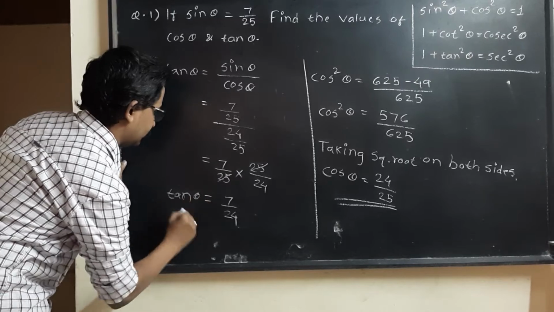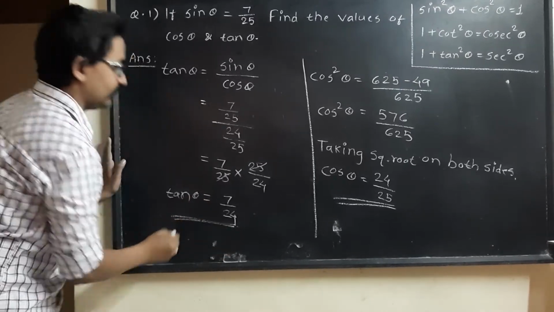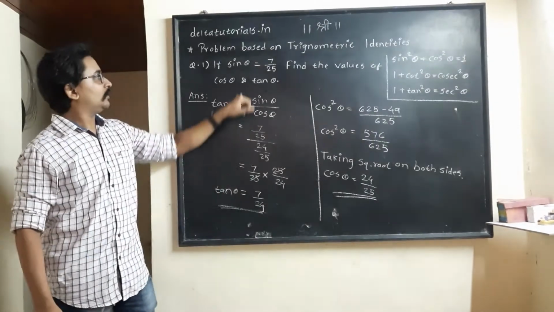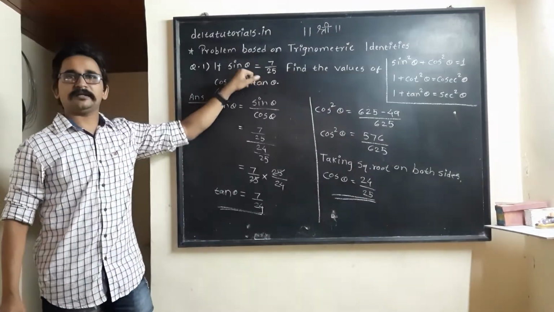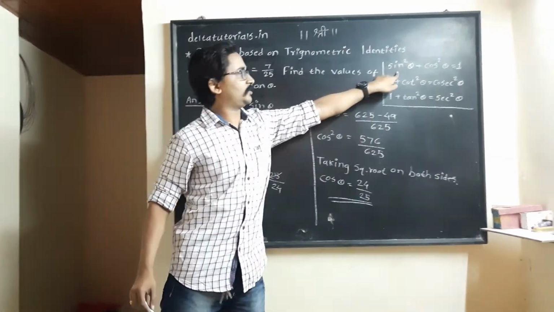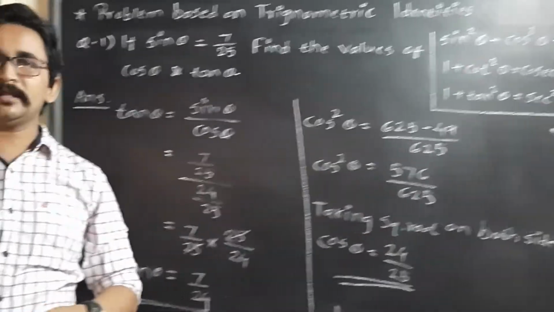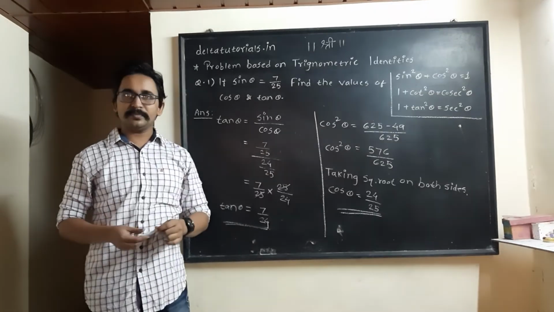which is the value of tan theta. So in this way we have found the values of cos theta and tan theta from this sin theta value by using this first trigonometric identity. I hope this problem is pretty clear to you. This problem was very simple.